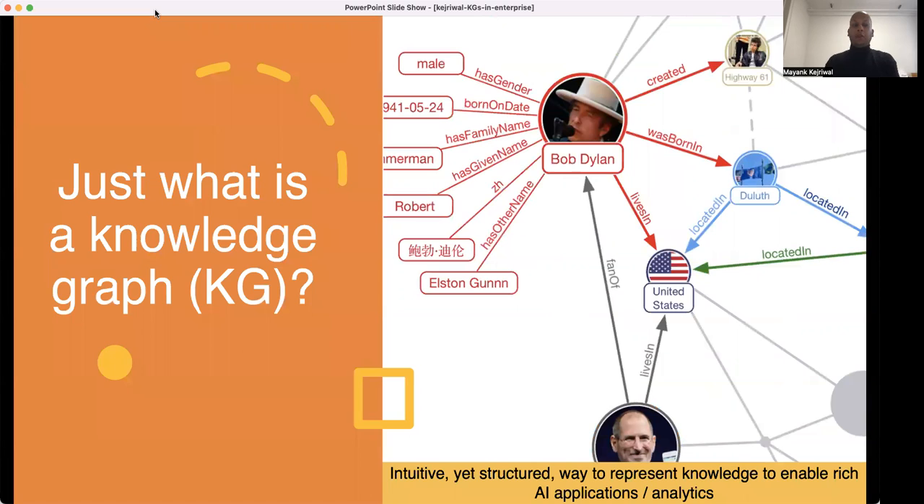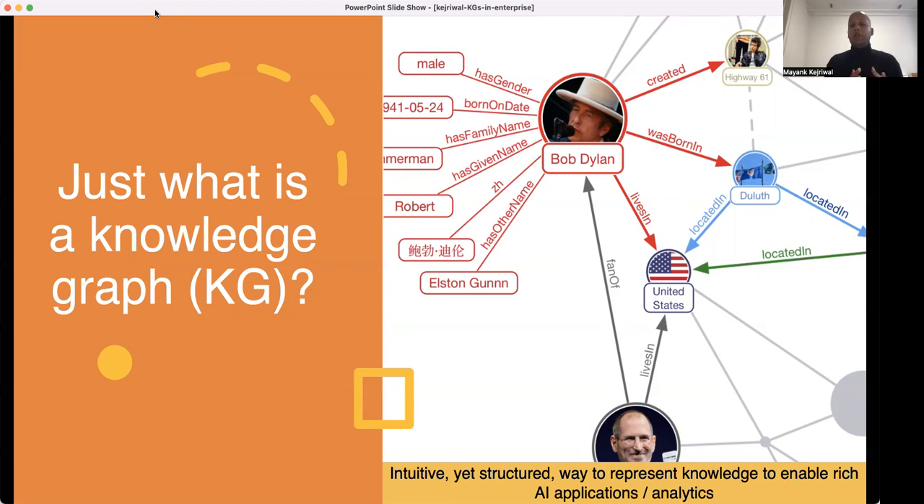So let's begin with the most obvious question, which is just what is a knowledge graph, or KG? It's one of those things that is just easier to show rather than to actually describe. It's an intuitive yet structured way to represent knowledge to enable rich AI applications and analytics. Here's a very simple example where you can see knowledge such as Bob Dylan's details, and Steve Jobs is a fan of Bob Dylan. Steve Jobs lived in the United States, and so on and so forth.